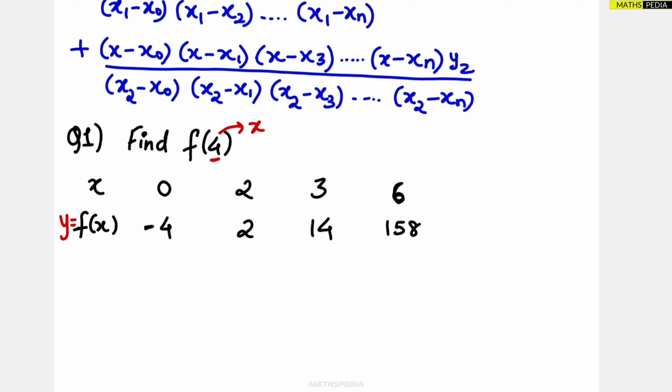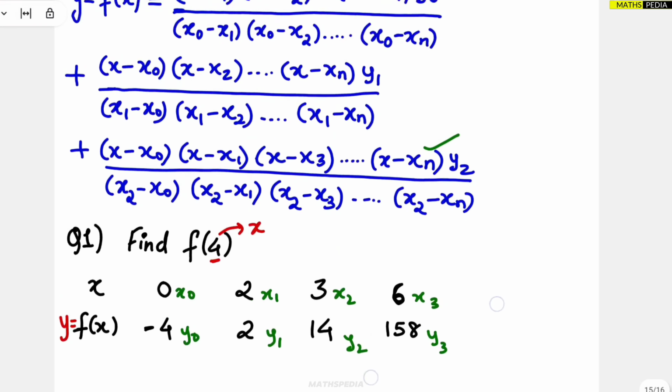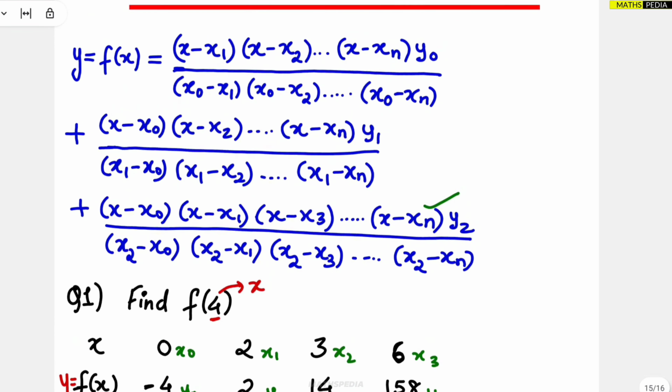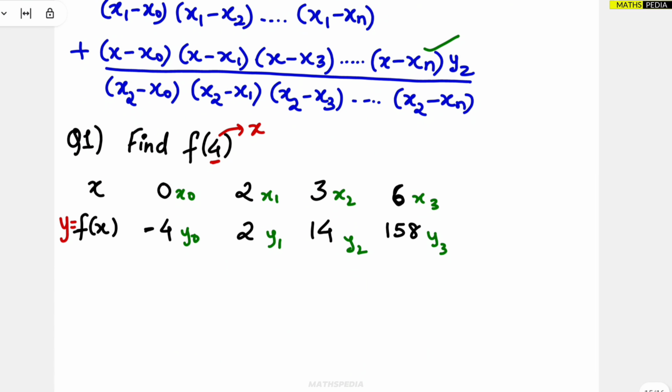Before applying the formula, let me just mark here this particular starting value of x, which will be x0, x1, x2, x3. Till x3 in the formula, you can remember that I have said till xn. So what is the last value we are going to take? x3. Then corresponding y0, y1, y2, y3. So till y3 the formula will go. That means it will start from y0, y1, y2, and one more thing will come, which is y3. Till there you are going to apply the formula.